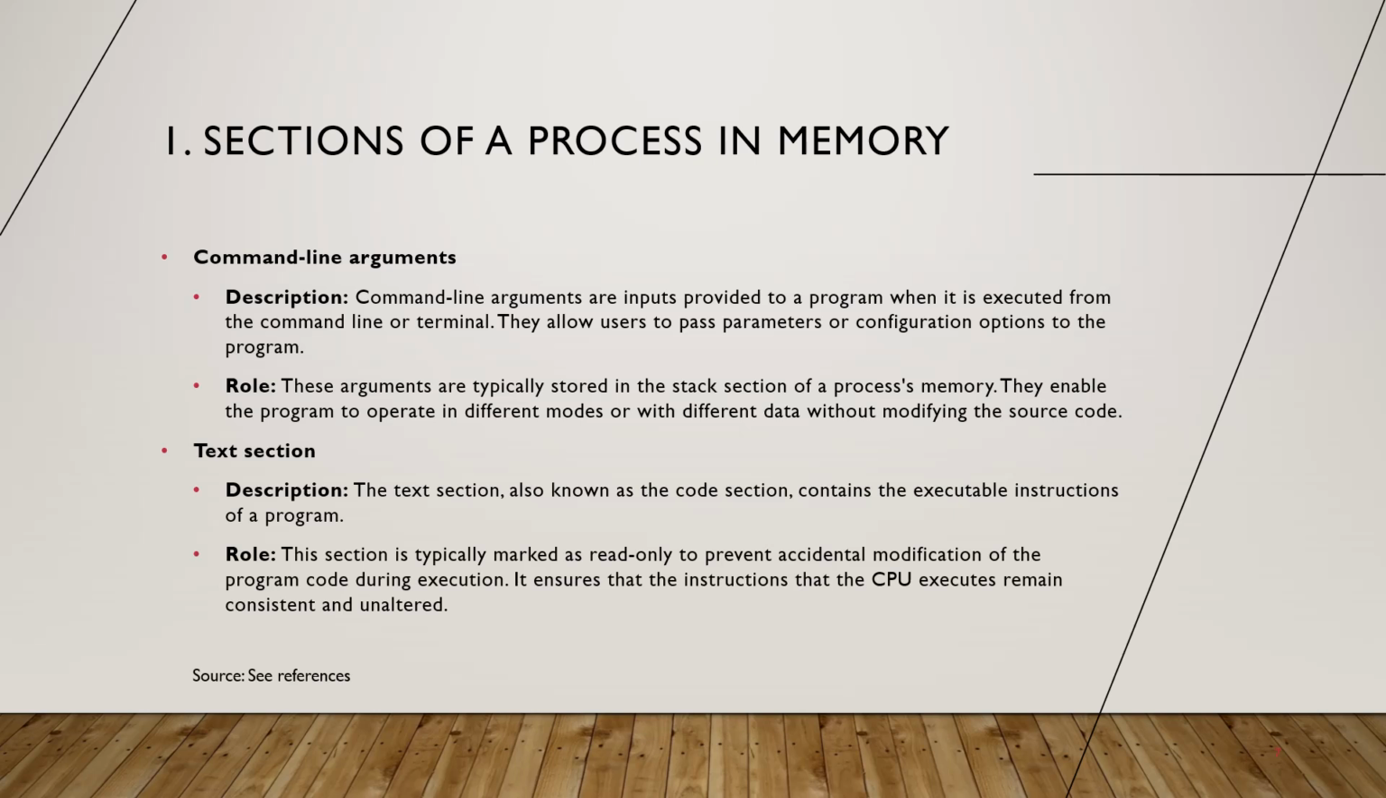The next one is text section. This, also known as the code section, contains executable instructions of a program. This section is typically marked as read-only to prevent accidental modification of the program code during execution. It ensures that the instructions that the CPU executes remain consistent and unaltered.